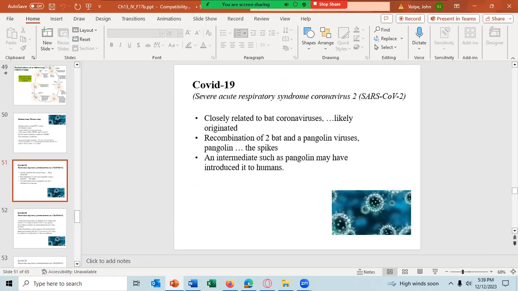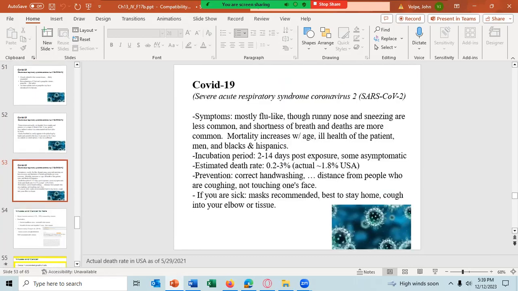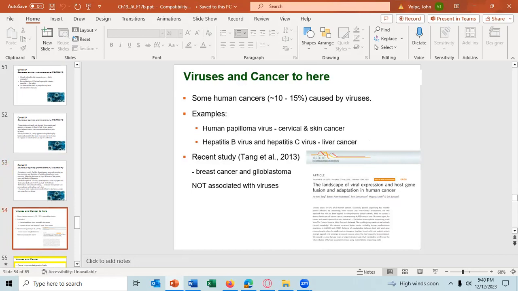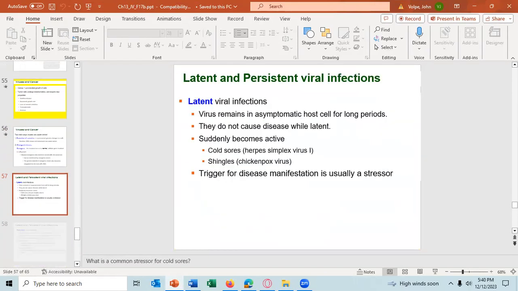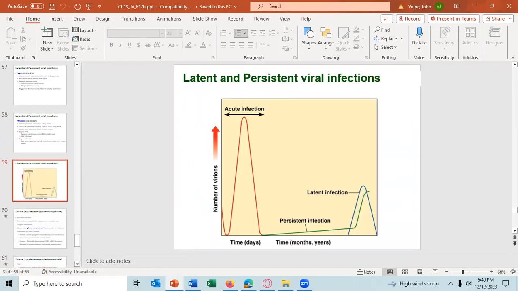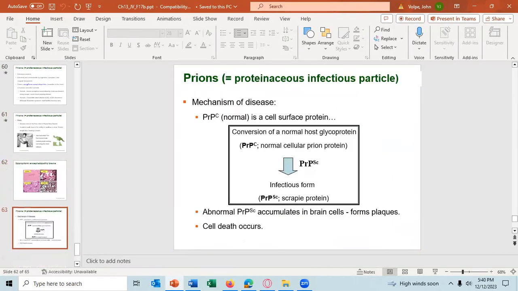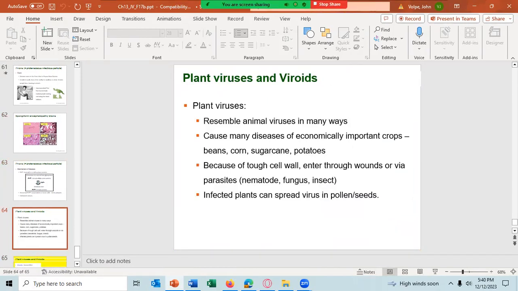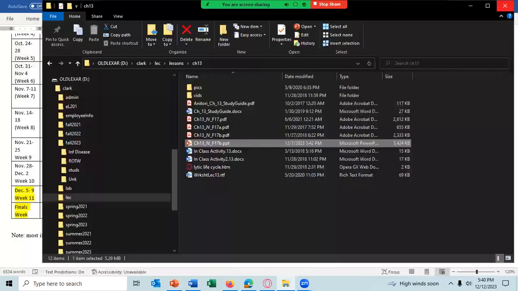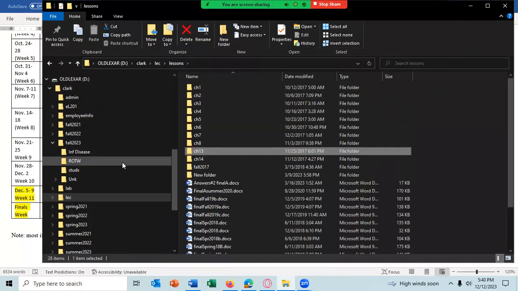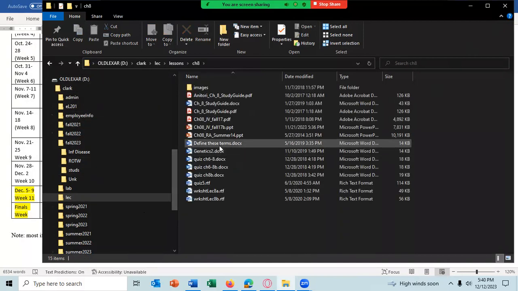You should know that COVID-19 is a coronavirus. All right, I think that's it for this chapter. Any questions about chapter 13? If not, let's move on to chapter 8.